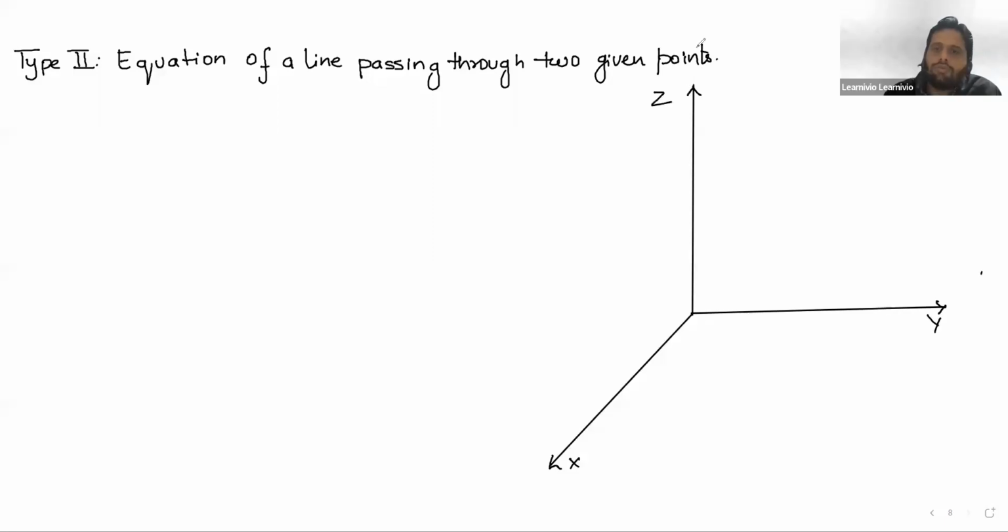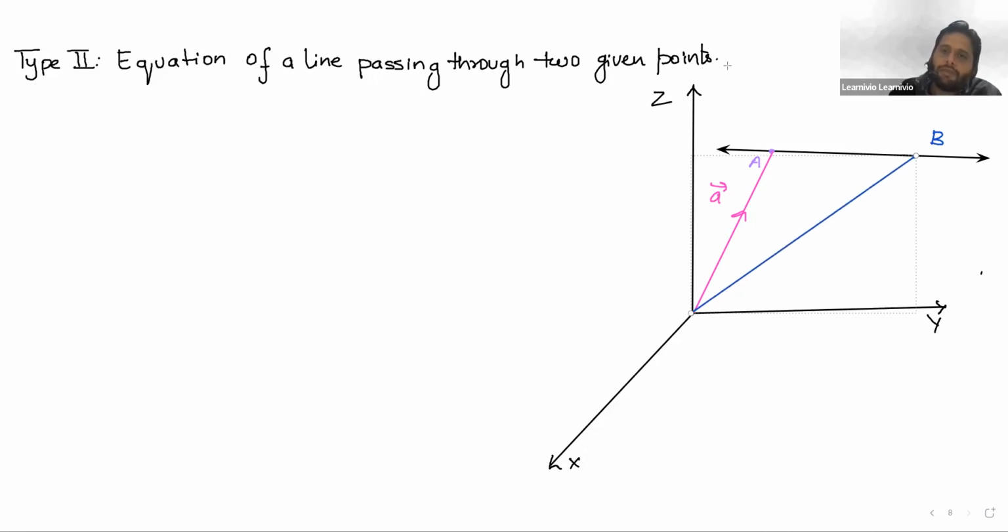Now suppose you have a line L. It is passing through two given points. Point A has position vector A. The line passes through the second point B, which has position vector B. Points A and B, we need to find its equation.